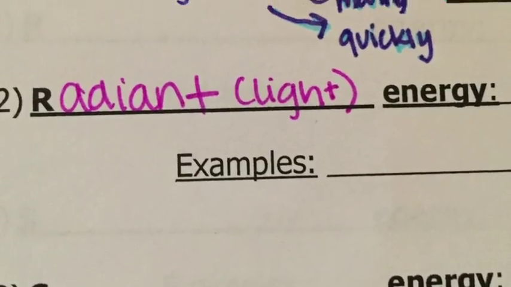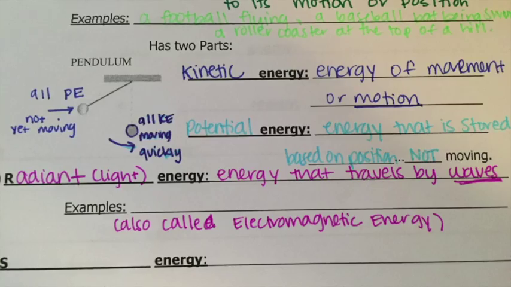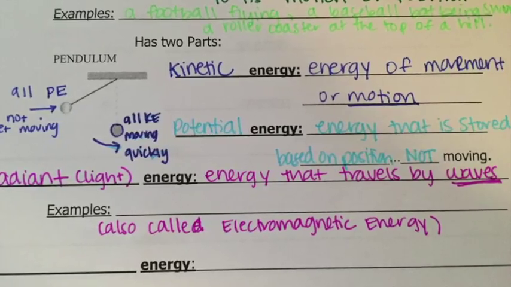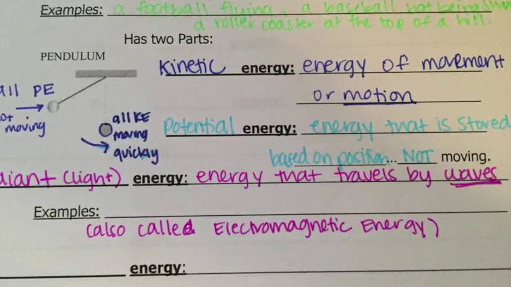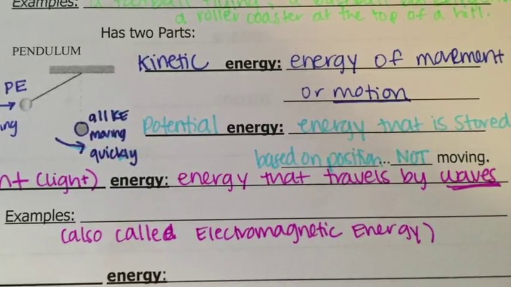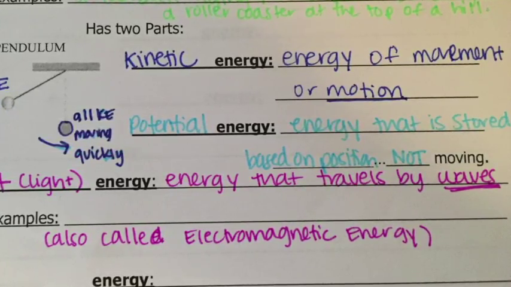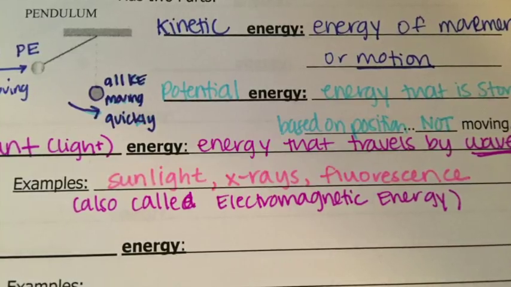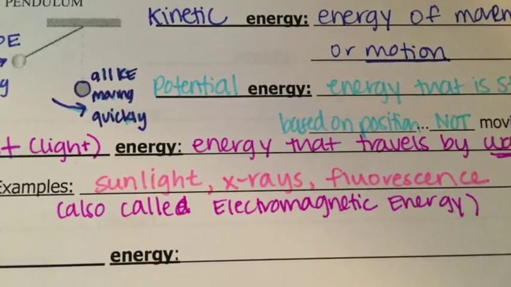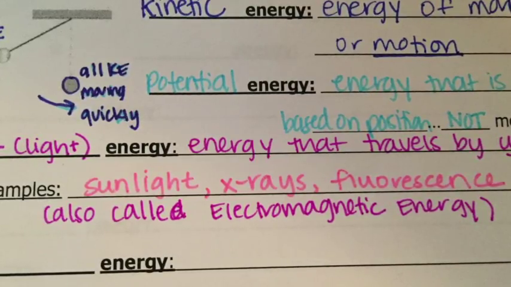Our second type of energy is going to be radiant or light energy. Radiant or light energy is energy that travels by waves. It's also called electromagnetic energy. And on your worksheet that's in your notebook, you're going to work on this in class tomorrow. These are listed separately. Electromagnetic energy is the energy that travels by waves, and radiant is specific to just light energy. Some examples are going to be sunlight, X-rays, fluorescence, luminescence. Any energy that's traveling as light through waves is going to be that radiant energy.